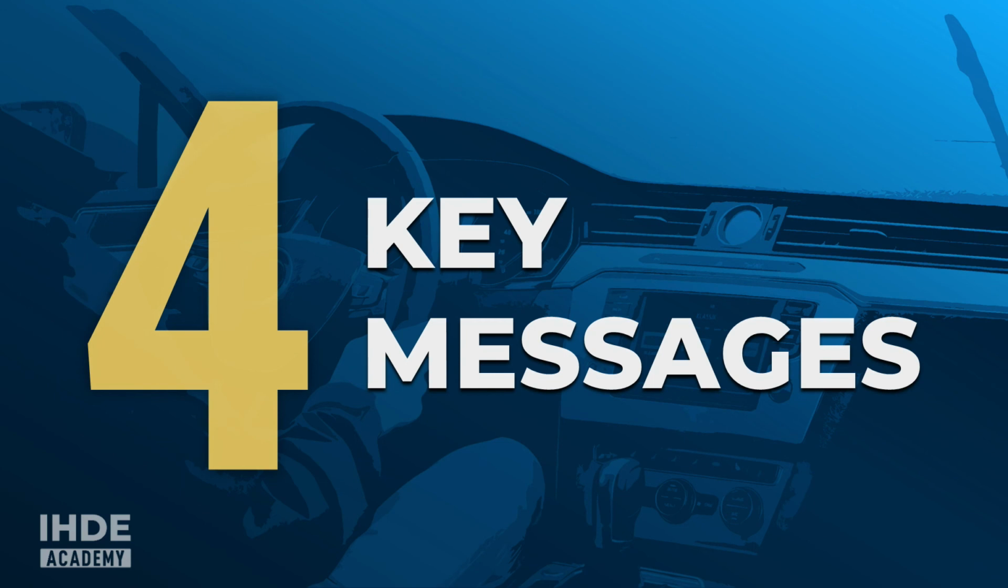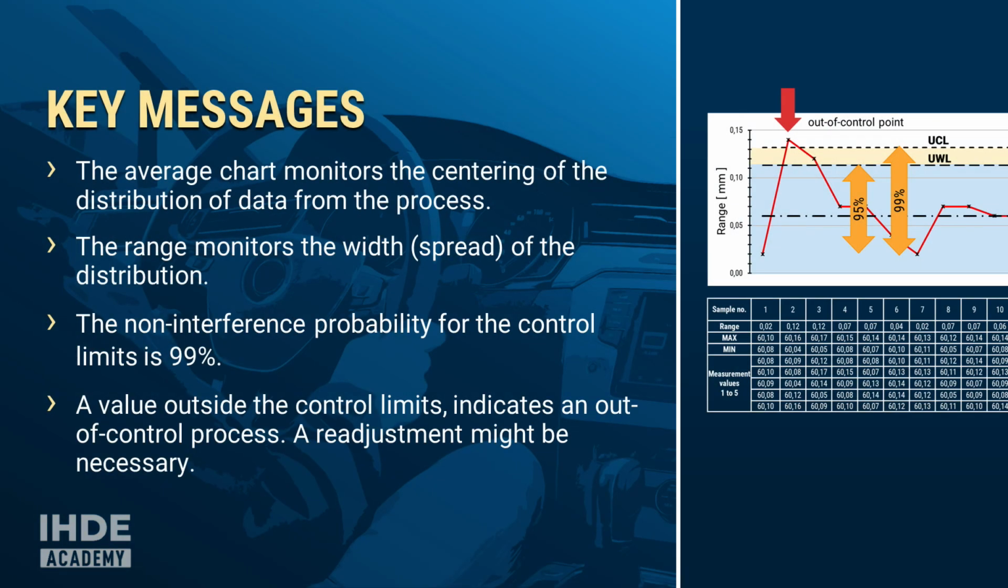Well, that was a lot of new information. Therefore, I would like to conclude by repeating the 4 most important key messages. The average chart monitors the centering of the distribution of data from the process. The range chart monitors the spread of the distribution. The non-interference probability for the control limits is 99%. A value outside the control limits indicates an out-of-control process. A readjustment might be necessary.